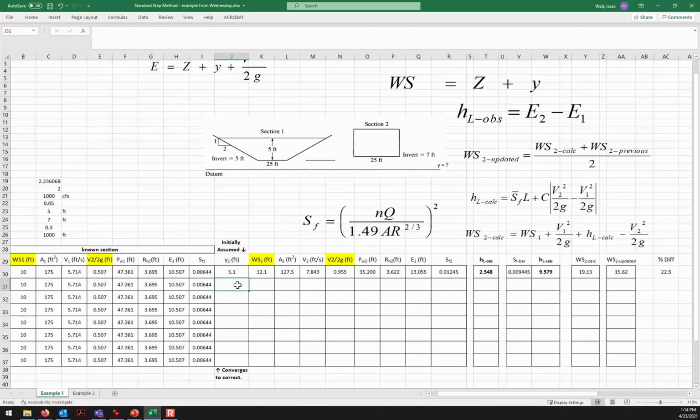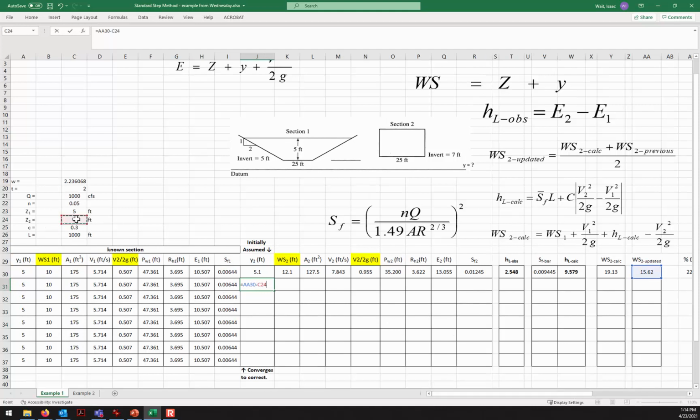Okay, now we need to come up with a better guess. Instead of just typing in some number at random, 5.1 was my previous guess, I'm not just going to say like 5.2. No, instead I'm going to let it be this updated value minus the Z2. And so Z2 is 7 feet. If I anchor that reference with the F4, then I can always refer up to that cell in future rows when I drag my formulas down. So you can see it's saying let's go with a depth of 8.62 because the delta Z is 7 feet.